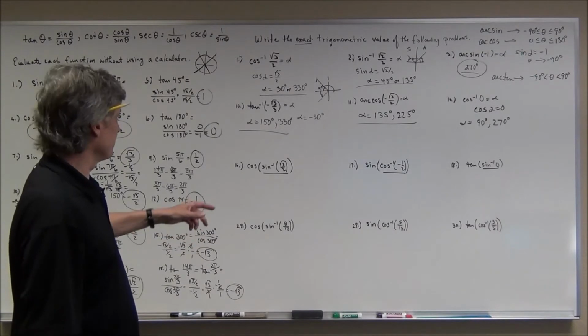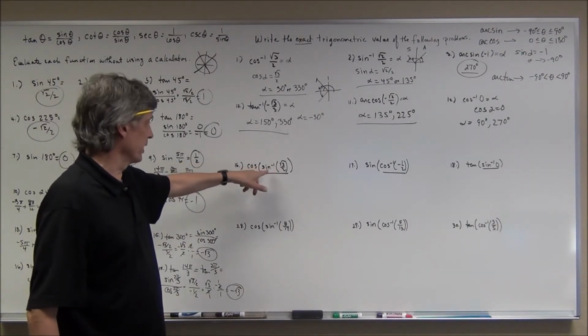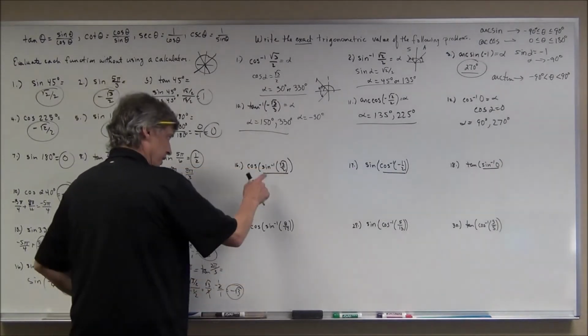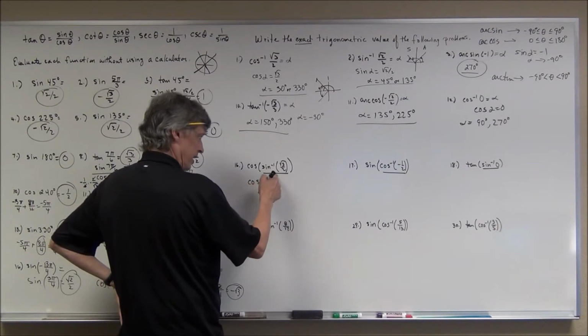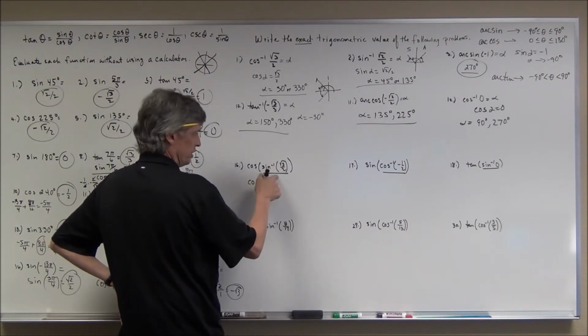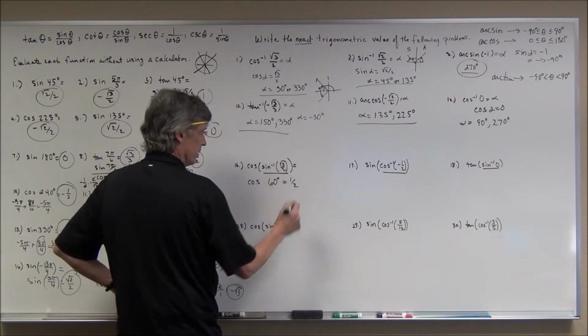Well, let's see what we got. The cosine of the inverse sine of square root 3 over 2. The inverse sine of square root 3 over 2 is in the first quadrant. This is the cosine of the angle whose sine is square root 3 over 2. Well, that happens at 60 degrees. And the cosine of 60 degrees is a half.